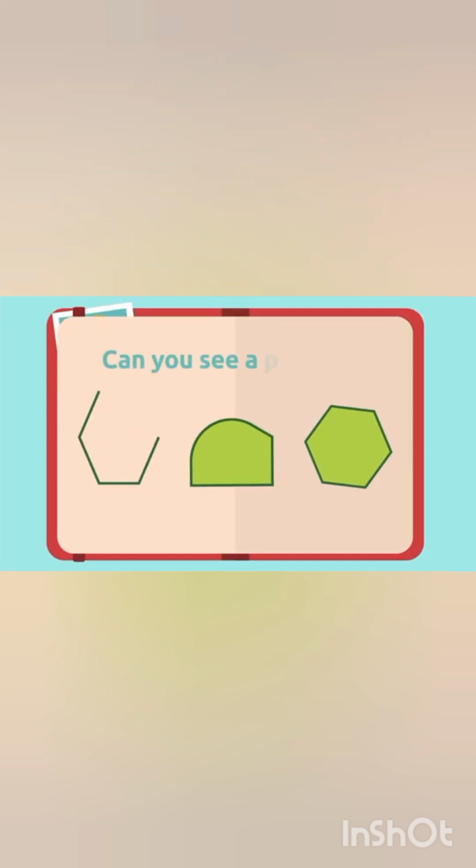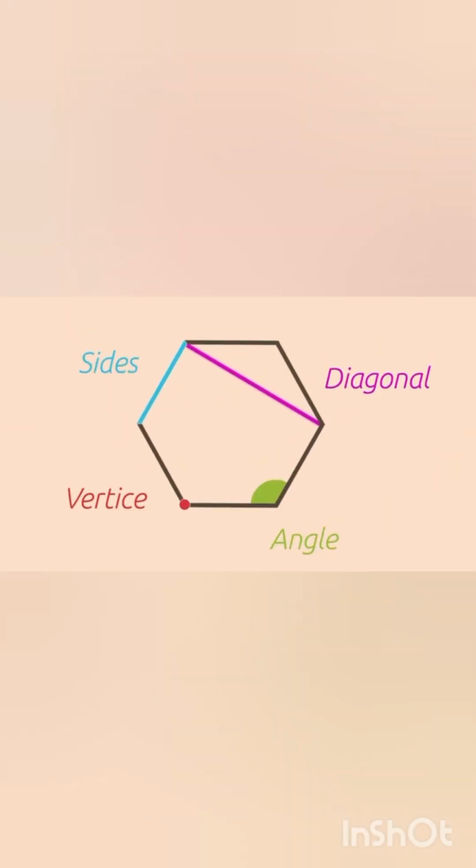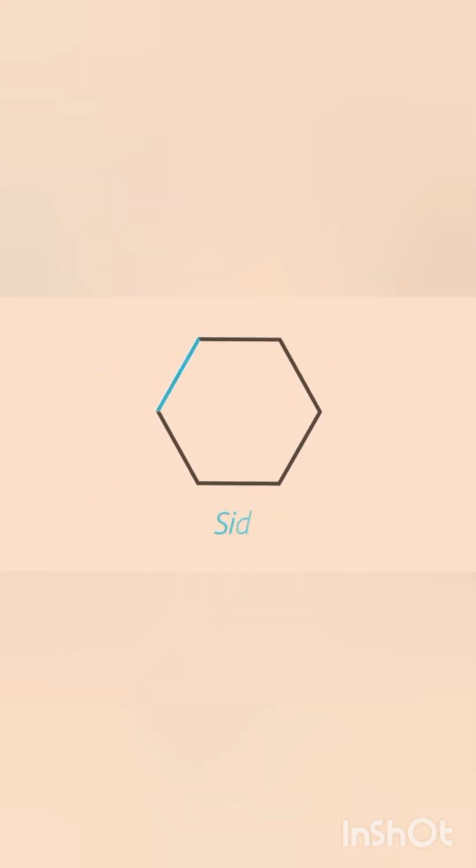Here you can see there are different types of shapes. Can you choose which is the correct polygon? Look at the first one. It is not a polygon because it is not a closed one. Then look at the next. That is also not a polygon because it is formed by a curved line. What about the last? This is a polygon because it is a closed shape and it is formed by straight lines.